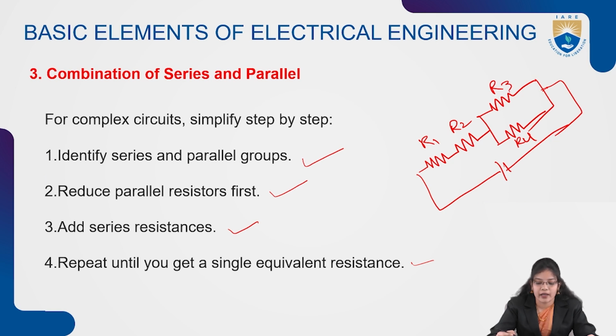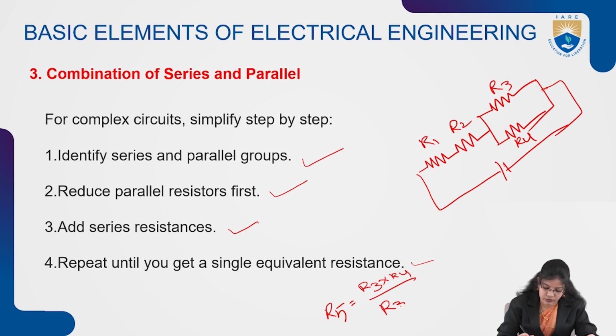So here the parallel group resistors are R3 and R4. If there are 2 resistors connected in parallel, we need to use the formula, we'll denote it as R5. R5 will be equal to R3 into R4 by R3 plus R4. So we'll get a resistance which is named R5 and we have to reduce this circuit again.